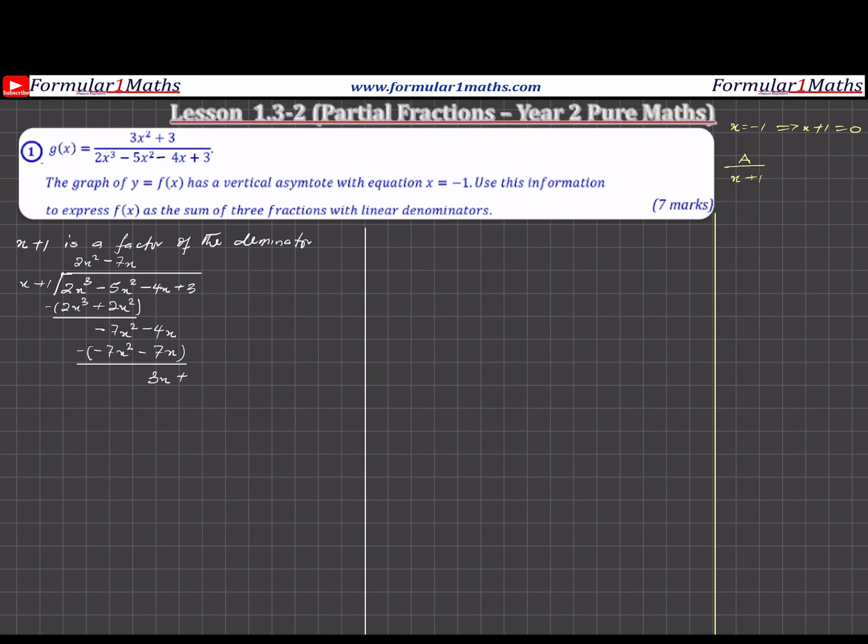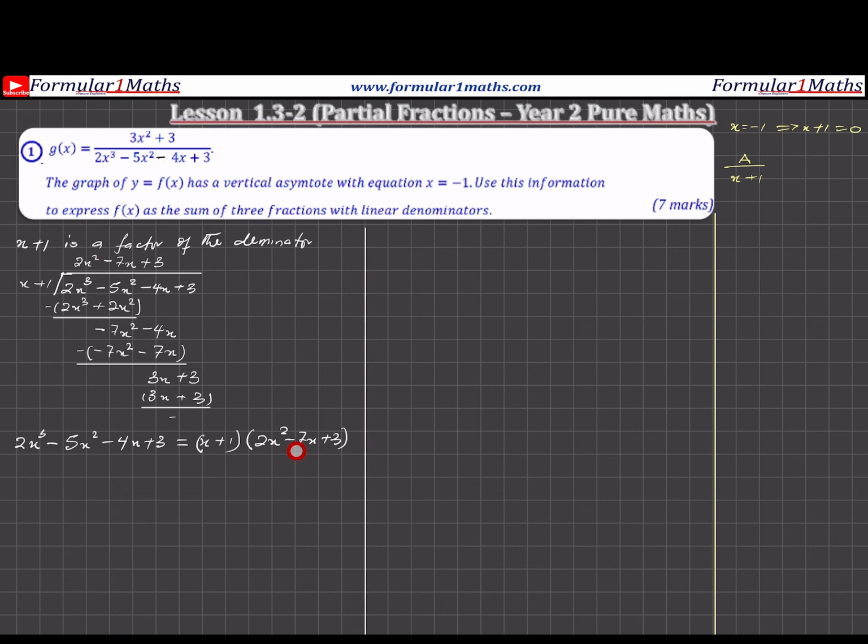And then I'll bring down the 3. And then if I look at this one and this term, I know that the next term will be plus 3. So I have 3 times all that gives me 3x plus 3. I do my subtraction again, and that will yield nothing. And so that means the denominator, 2x cubed minus 5x squared minus 4x plus 3, is equal to x plus 1 times 2x squared minus 7x plus 3, which is this times that.